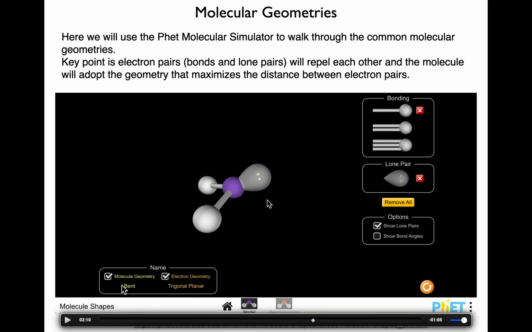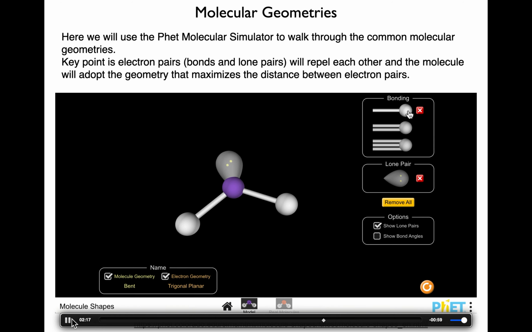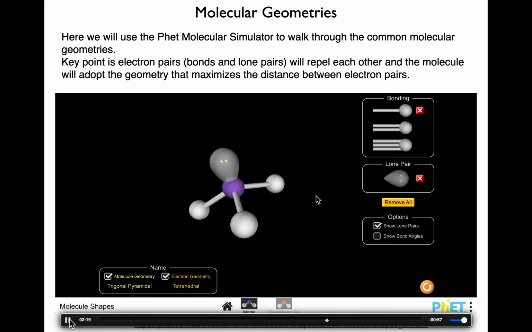But notice my molecular geometry is different because the molecular geometry only has to do with the atoms. We sort of ignore the lone pairs, and so we call this bent with our molecular geometry. All right, so there's our bent geometry. We can go ahead and add a covalent bond.